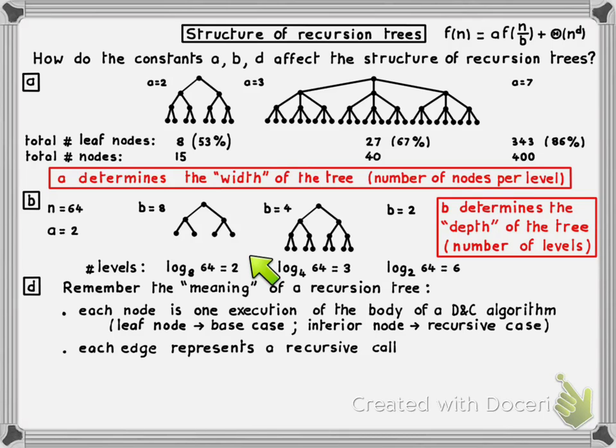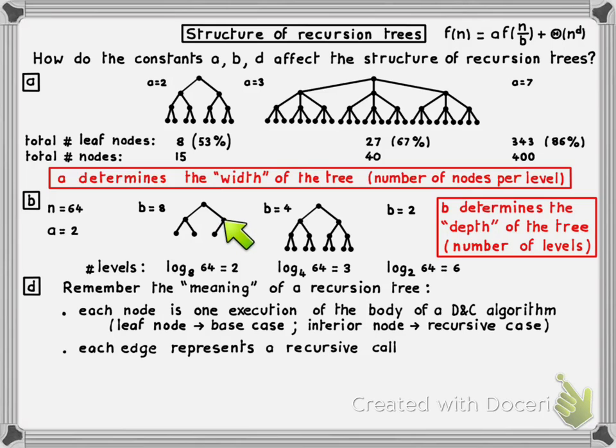Now, how much work is done at this node? Well, without counting the execution time or the runtime of the recursive call, the only work done at this interior node is the time it takes to perform the divide step and the time it takes to perform the combine step. So in conclusion, and this is true for every node, for every interior node here, the runtime of the algorithm that matters is just the function g of n.